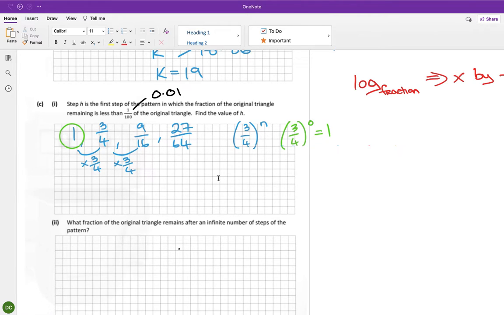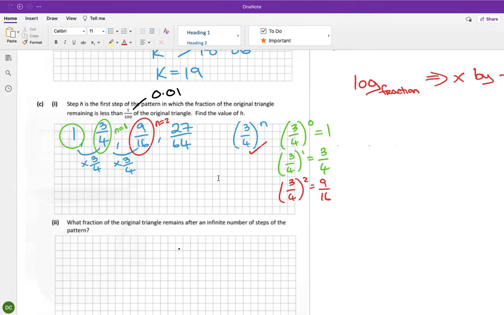Then for this sequence here, you with me? n is 1. So that gives you 3/4 to the power of 1, which is 3/4. This one here, n is 2. So you've got 3/4 to the power of 2, which is 9/16. Okay, so that is the general term of the sequence.